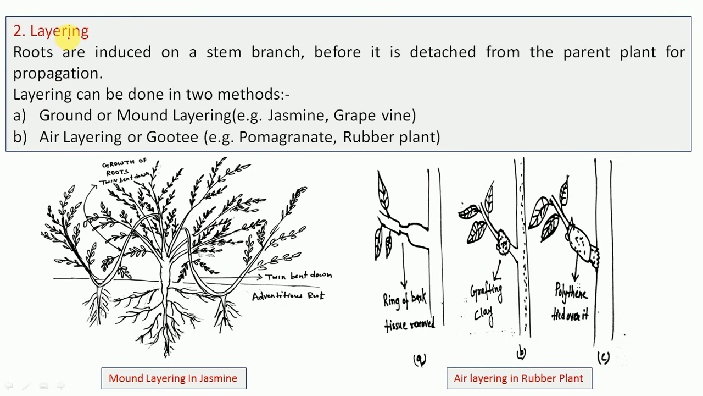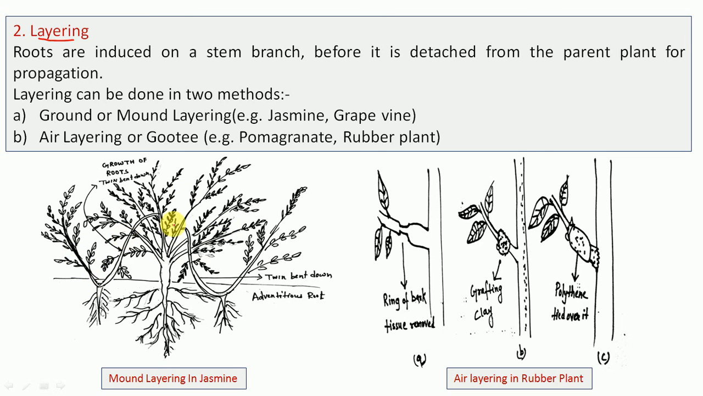Next is layering. Now what happens in layering? Roots are induced on a stem branch before it is detached from the parent plant for propagation. This can be done in two ways. One, ground or mound layering. For example, we can take here jasmine.